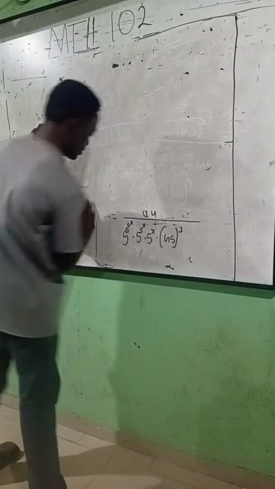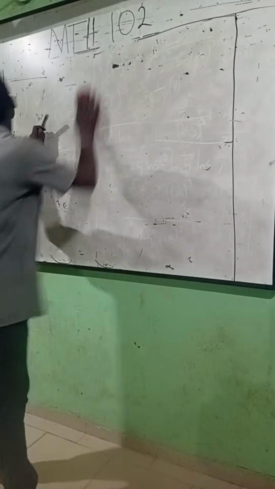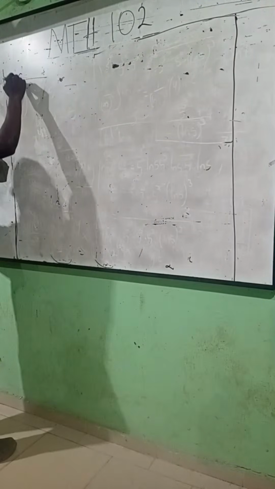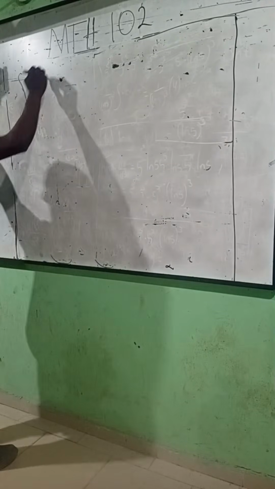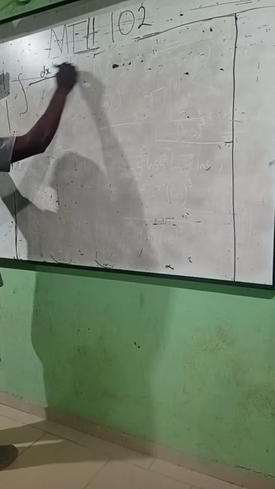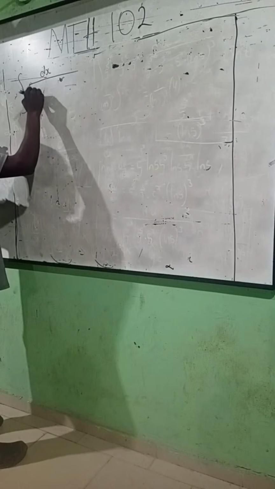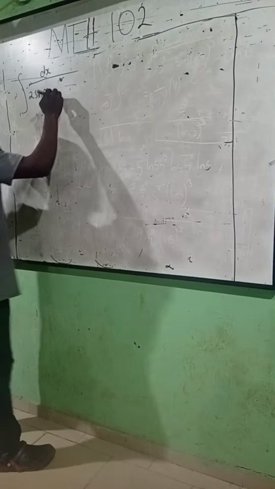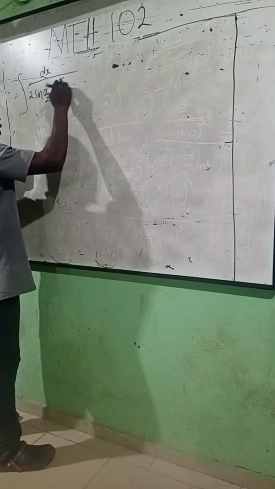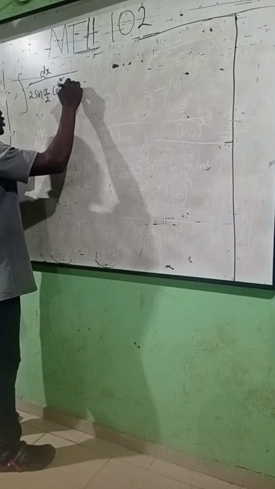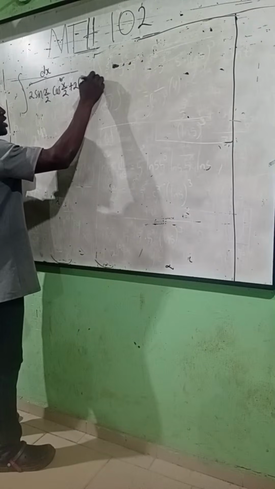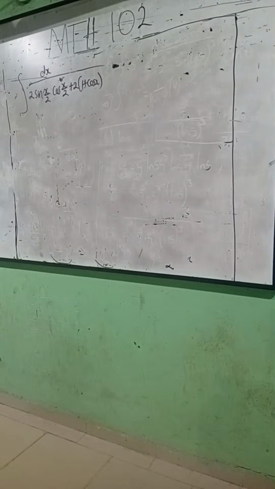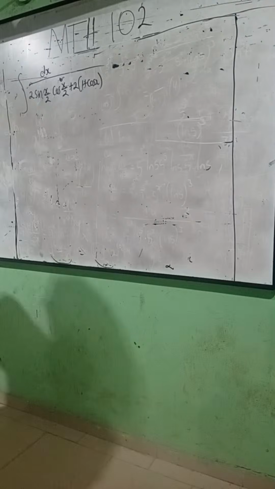What's that number 3? Number 3 says what? Integral of dx over 2 sin x over 2 cos x over 2 plus 2 into 1 plus cos x. Wow. Let's solve this now. I should be able to solve it. Yeah.